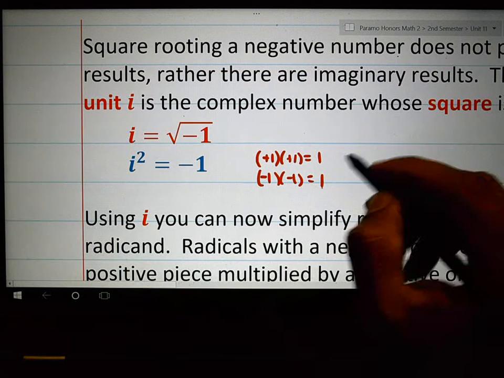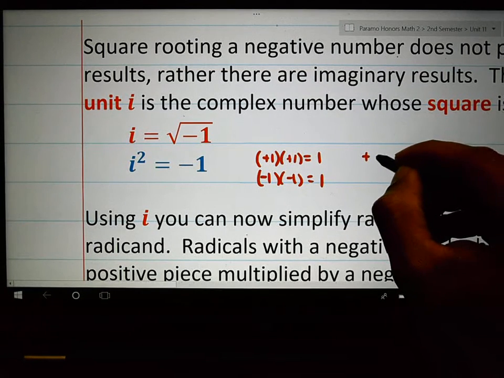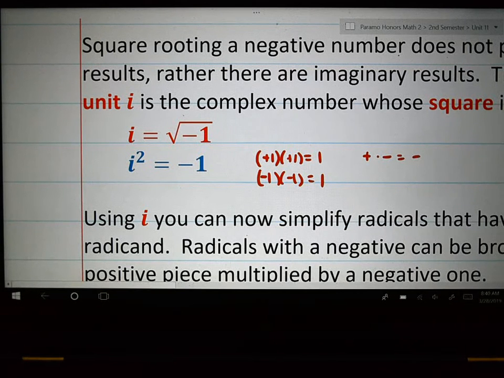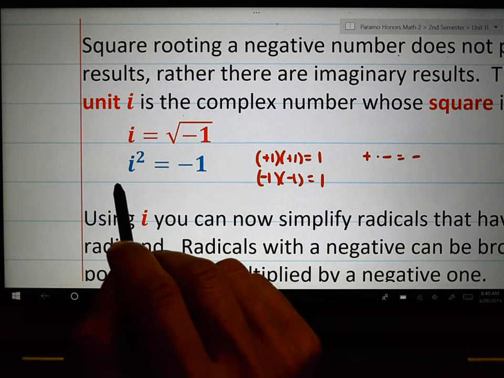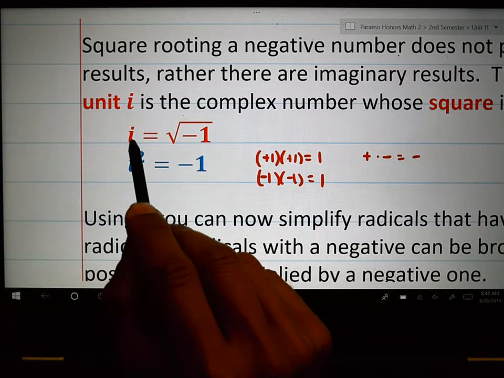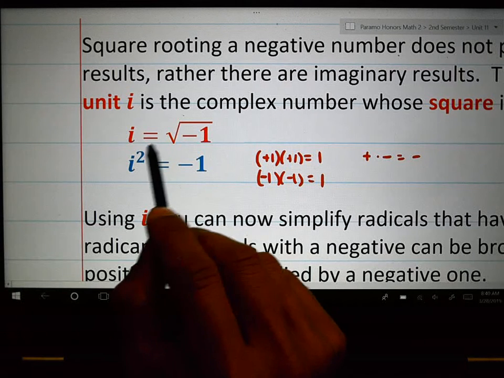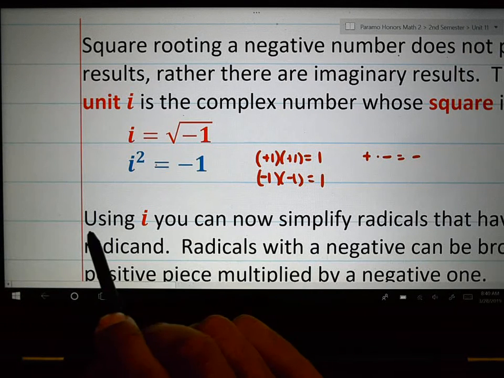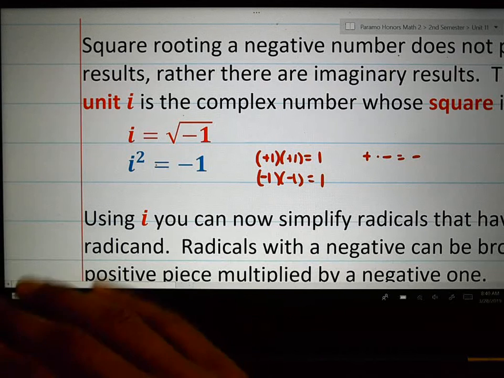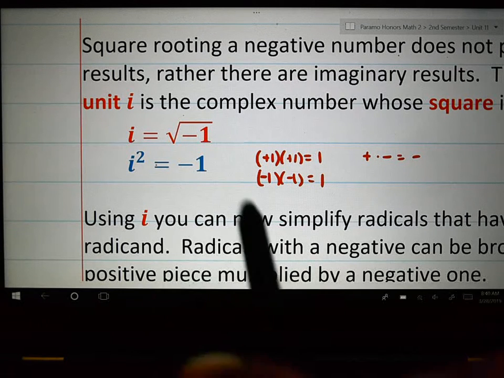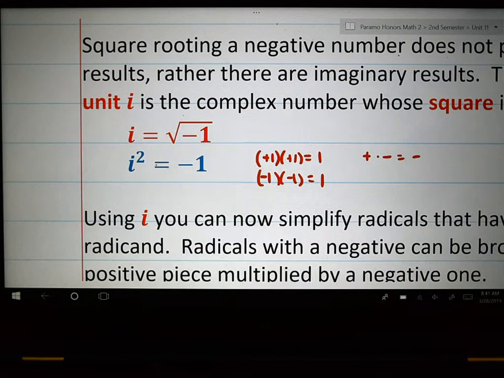The only way to get to a negative is a positive times a negative, and it's not something times itself. It doesn't exist. That is why a mathematician invented it. What if we created a definition that says this will be an imaginary number and this times itself will equal negative 1. And we can do a whole lot of problems that are based off of this definition.